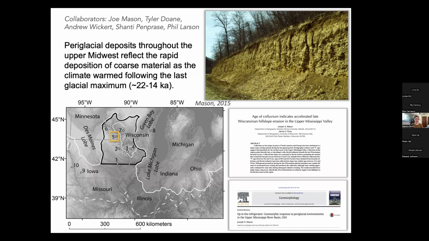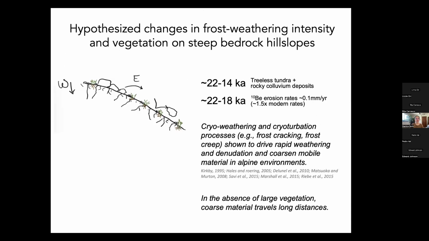So during his thesis in the 1990s, Joe Mason mapped a number of coarse periglacial deposits from after the LGM in the upper Midwest. If you've spent more time than I have learning about geomorphology in Minnesota and Wisconsin, you might be familiar with these. They're relatively well discussed. So we're going to hypothesize here that these deposits formed largely as a result of two things.